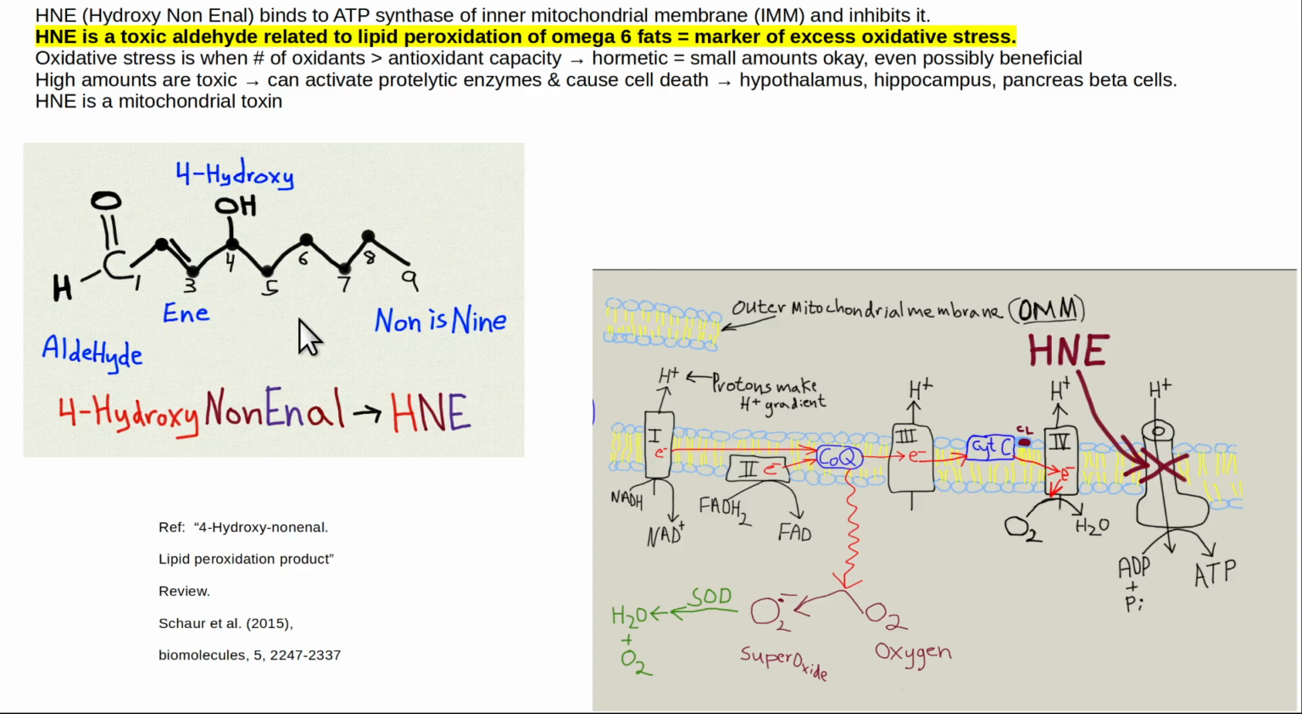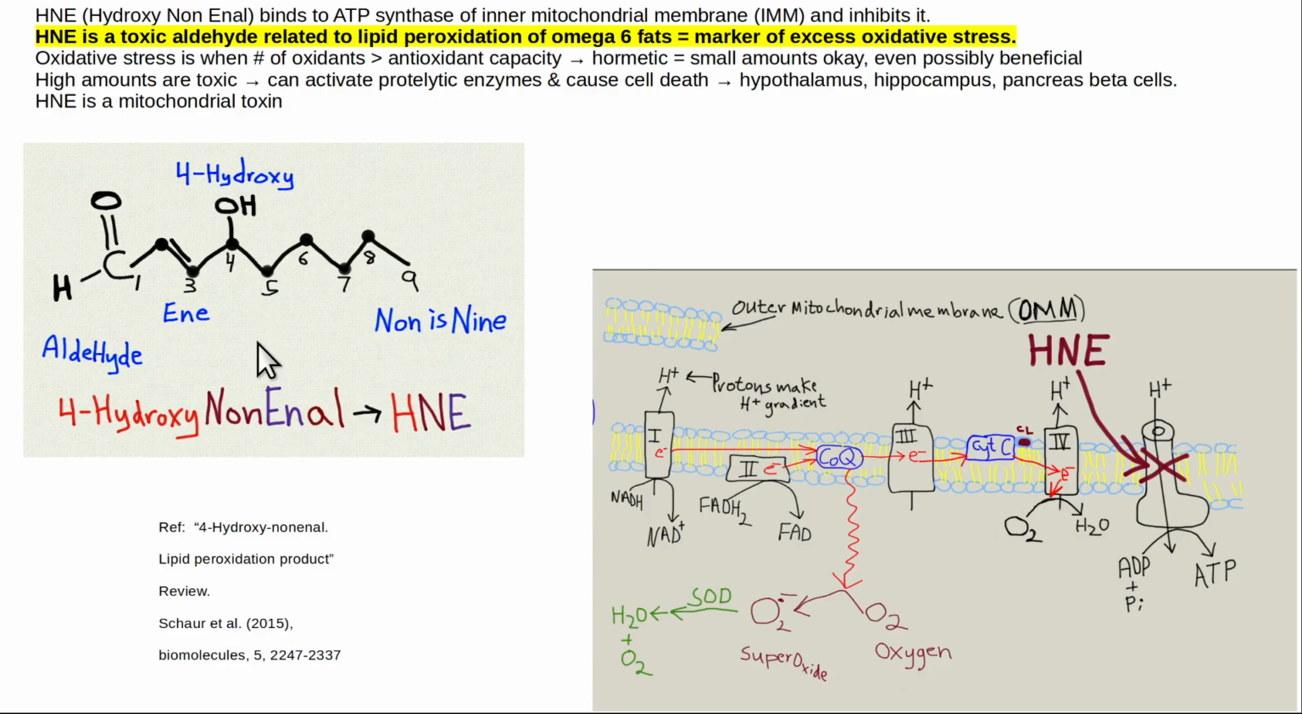So let's just go through the nomenclature of it. You're going to hear about this all the time. If you read about lipid peroxidation, you will hear about it all the time. Here's one reference of a paper, 4-hydroxynonenal lipid peroxidation product, because this is a major toxic aldehyde that does a lot of damage to the human body when people eat omega-6 cooking oils.